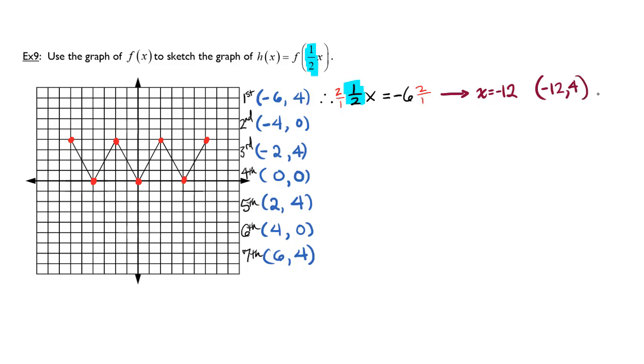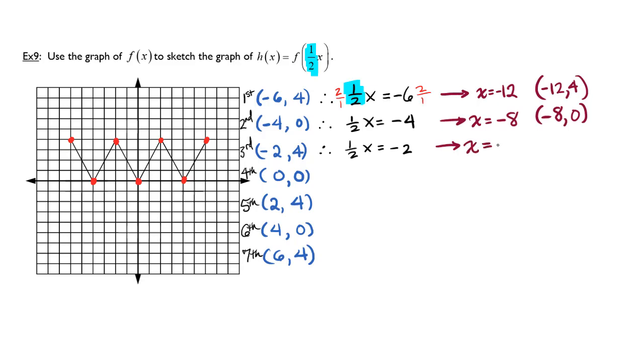That one's not even going to fit on the graph. The next one is at 1/2 x equals -4. Multiplying both sides by 2 to clear the fraction, we get x equals -8. And that one will fit on the graph. So our new coordinate point is -8, 0. 1/2 x is equal to -2. That gives me a value of x as -4. The new coordinate point is -4, 4.